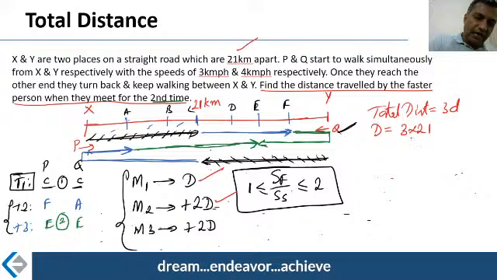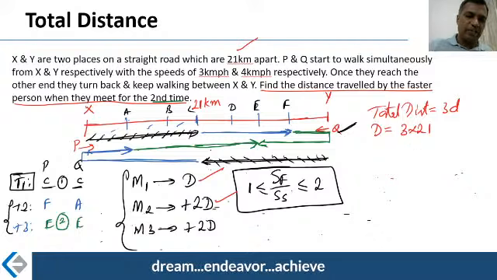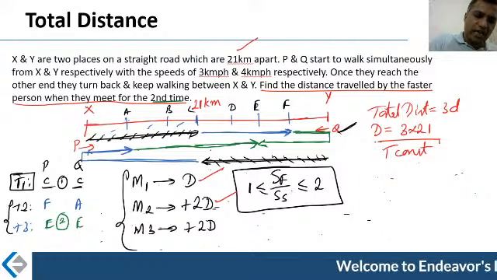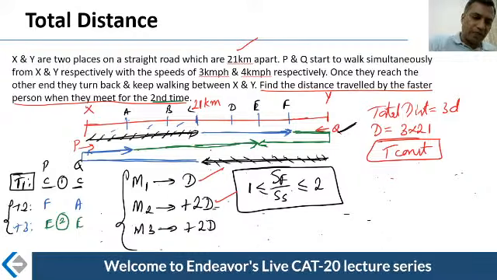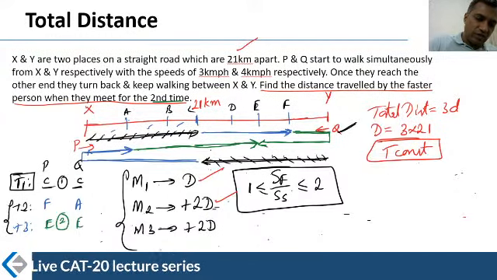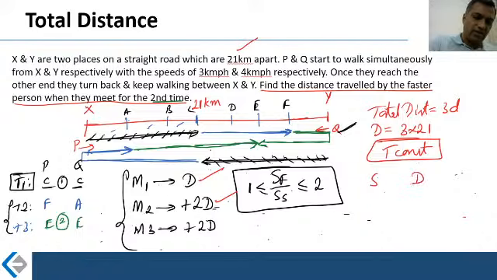Now, how did they travel? They would travel in the ratio of their speeds because the time is constant. How long did they travel to meet for the second time? Constant time. If the time is constant, then the speed and the distance are directly proportional.